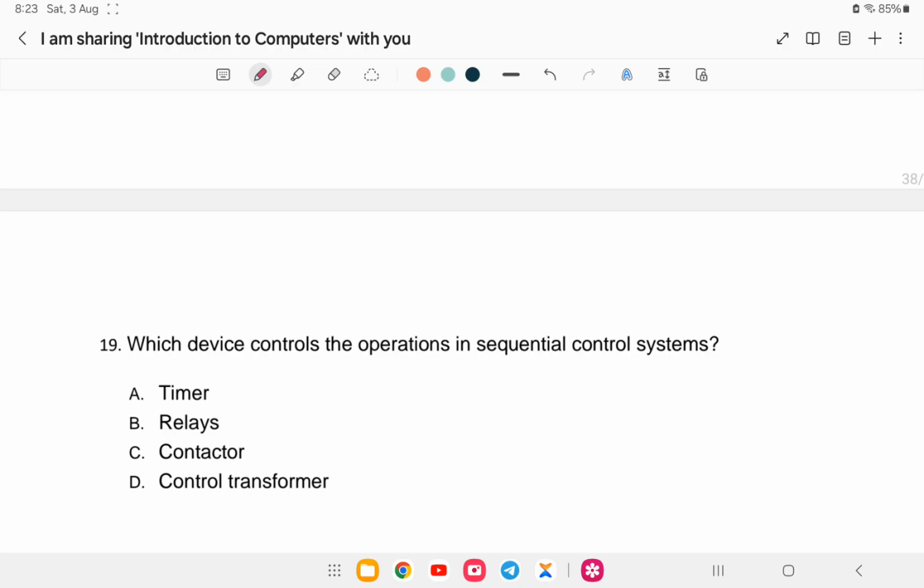Which device controls the operation in sequential control system? So is it A, timer, B, relays, C, contactor, or D, control transformer? So what is the answer? The answer is timer. Timer is the correct answer. So let us go to the last question for today.